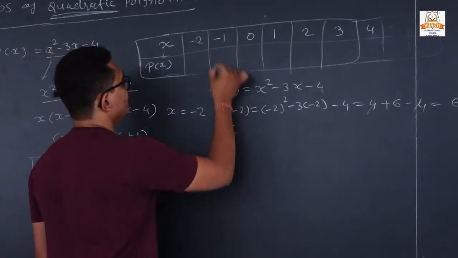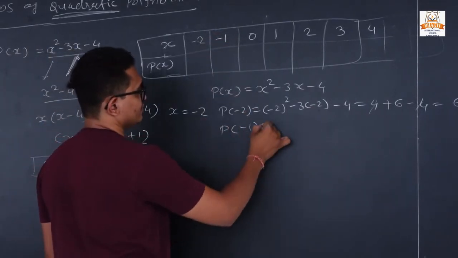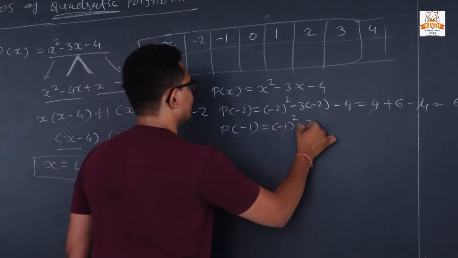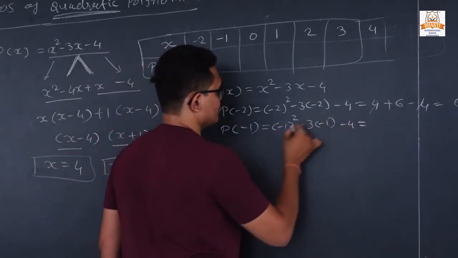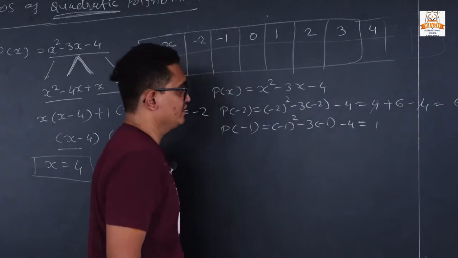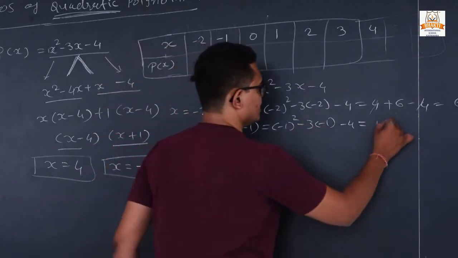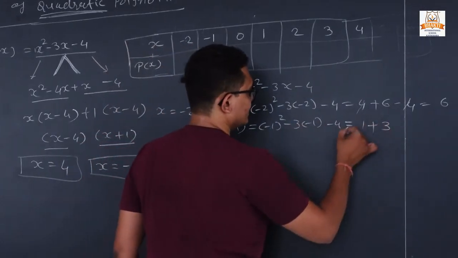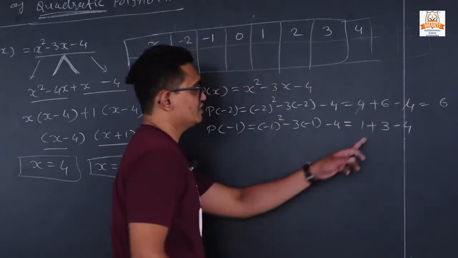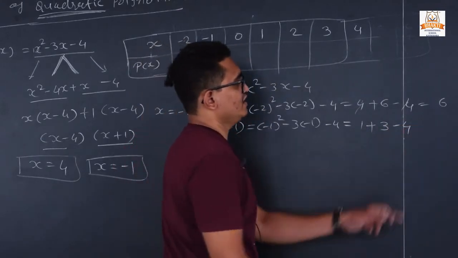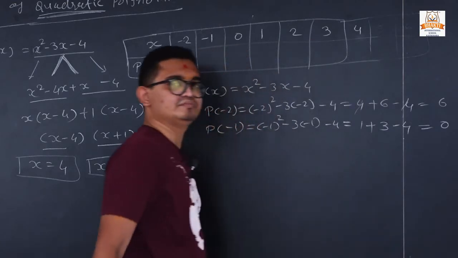Now we will put x is equal to -1. So -1 square becomes plus 1. Once again, minus minus plus, so 3 ones are 3, minus 4. So 1 plus 3 is 4, and 4 minus 4, the answer will be 0.